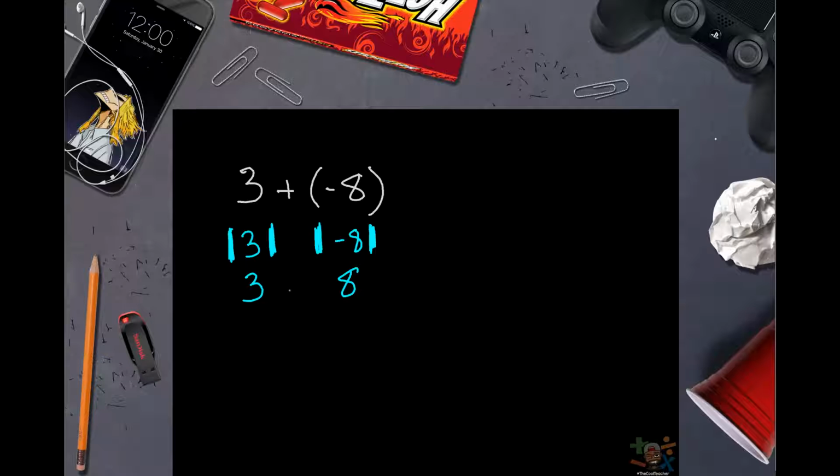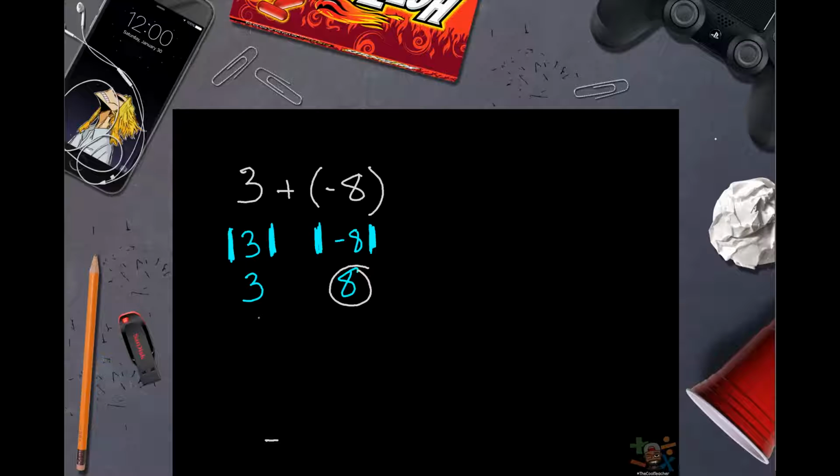The reason we do that is because we want to know which number we're going to choose. How do I know which number I'm going to choose? I take the number with the greater absolute value. 8 has a greater absolute value. So I know that my number is going to be negative, because I take the sign of whatever has the greater absolute value. So from there I know my answer is going to be negative.